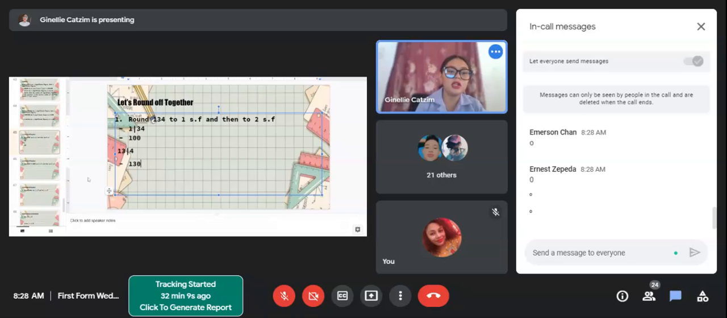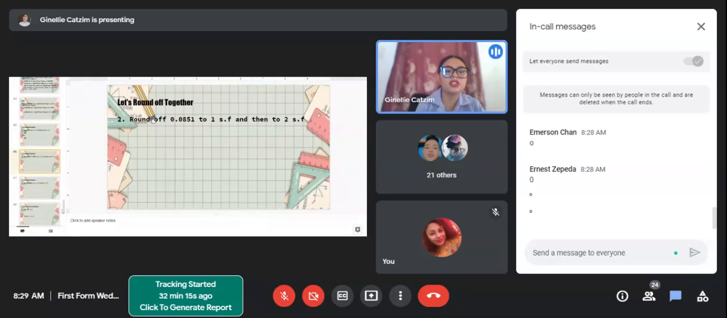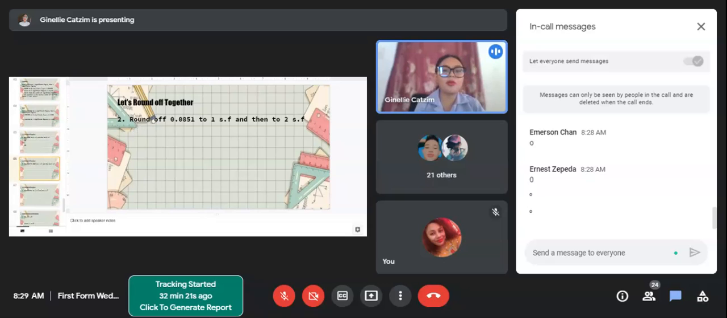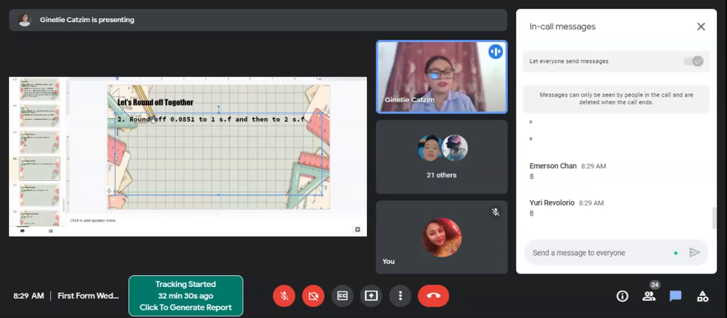significant figures. So most of the time you will be told to which significant figure you should round. So we have our next example there, 0.0851. What is our first significant figure here? 8. Right? Very good. The first significant figure is 8.